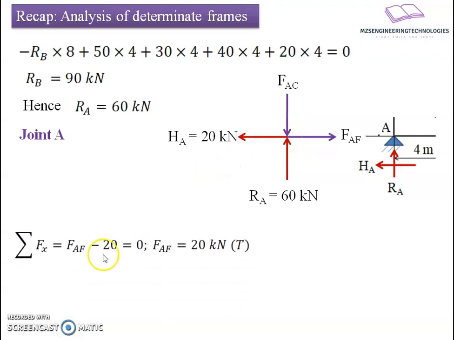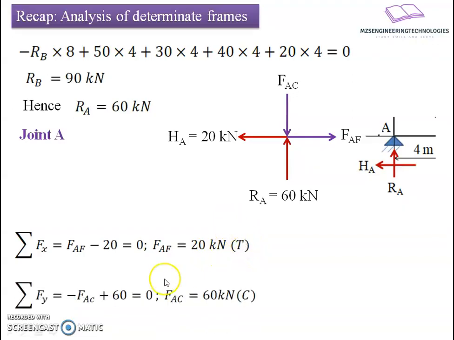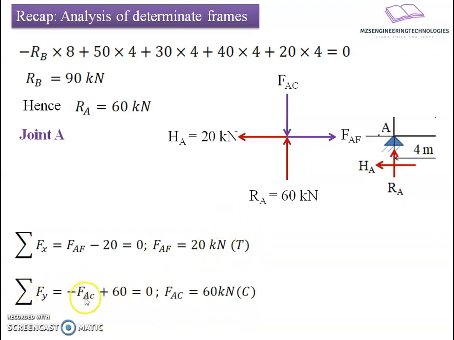That is, summation of force in x direction: FAF minus 20 equals 0. It leads to FAF equals 20 kilonewton, which is tensile in nature. Similarly, summation of Fy equals minus FAC plus 60 equals 0. So FAC equals 60 kilonewton, and the nature is compressive. So I have got two unknown forces from joint A. Let's move to the next joint.